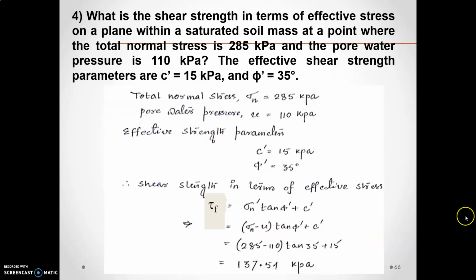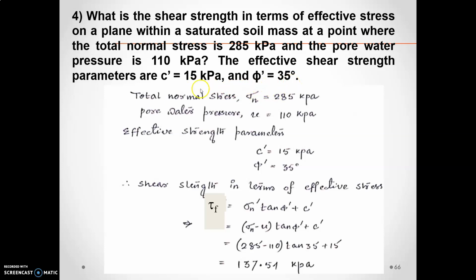Let us take one more example. What is the shear strength in terms of effective stress on a plane within a saturated soil mass at a point where the total normal stress is 285 kPa and the pore water pressure is 110 kPa. The effective shear strength parameter c dash is 15 kPa and phi dash is 35.